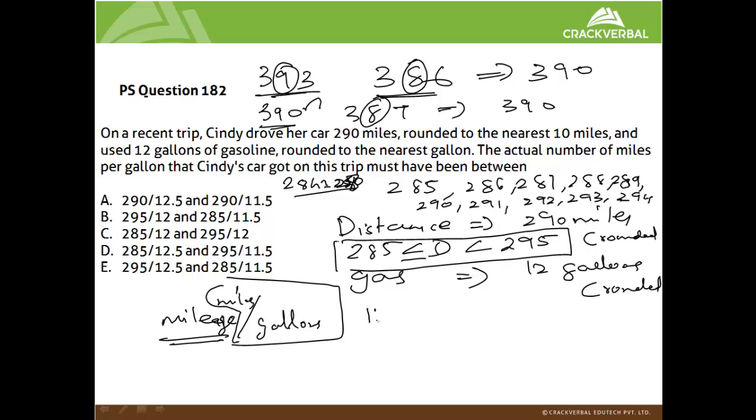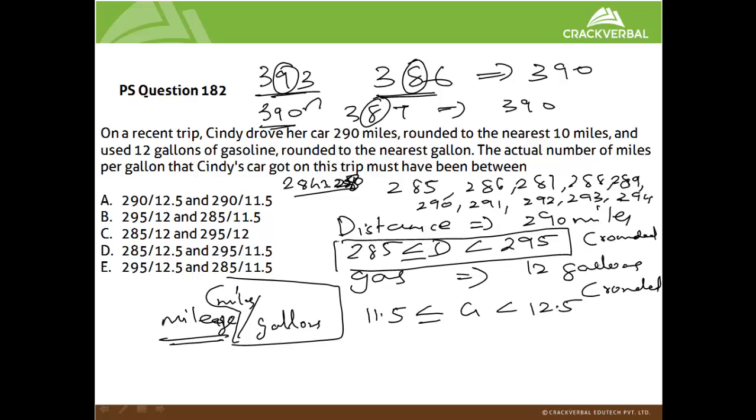So that means 11.5 till, right? So it has to be greater than or equal to 11.5, but lesser than definitely 12.5, because 12.5 would round to the nearest gallon, which is nothing but 13. If the tenths place is 5 or more than 5, you can raise to the next value of the units place, which is 13 here.